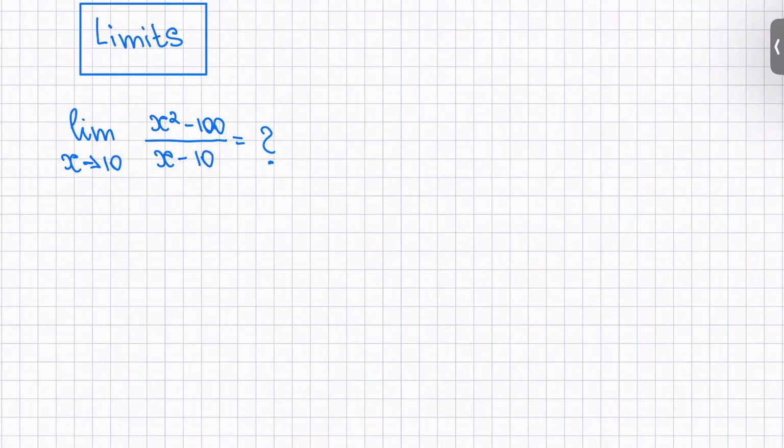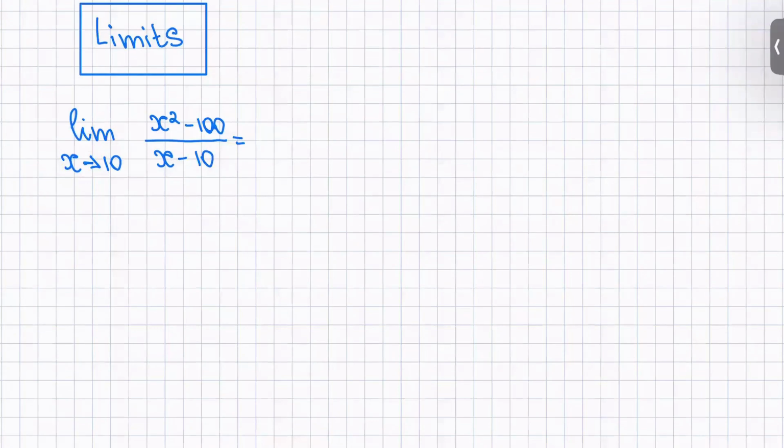The limit when x is approaching 10 of x squared minus 100 over x minus 10, and we have to compute this limit. Actually, we do not know if this limit exists or not, if the result will be a finite number or not, but we will analyze what kind of function we have under this limit, so that we will be able to apply some rules or properties of the limit to compute it. So let's start, dear students.